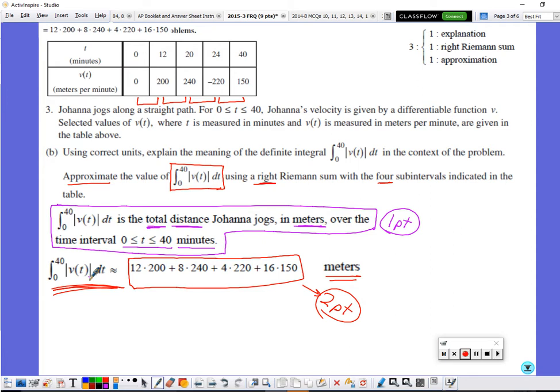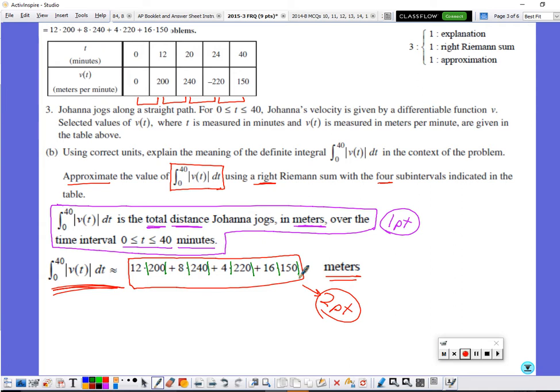Or you could have done this. You could have said, hey, let's put absolute value bars around each of these velocities. You shouldn't put it around the time. We're not taking the absolute value of the time. But you could have done that as well. That would be legal, and they'd give you the point for that.